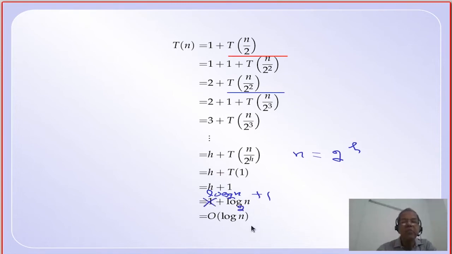Ignore the lower order terms, you get log n. Actually, the base is immaterial. We can simply say log of n.